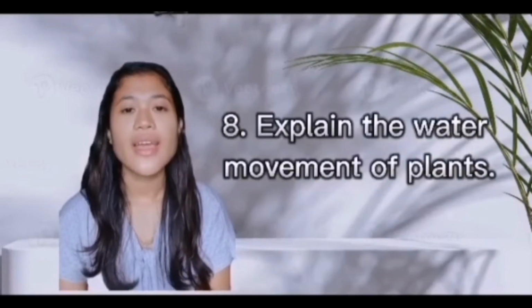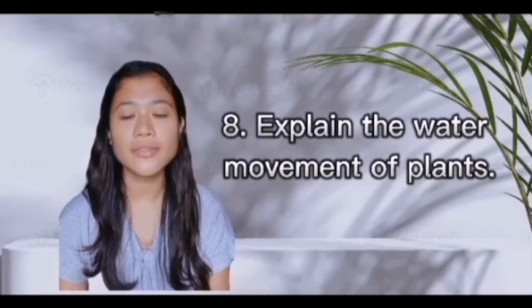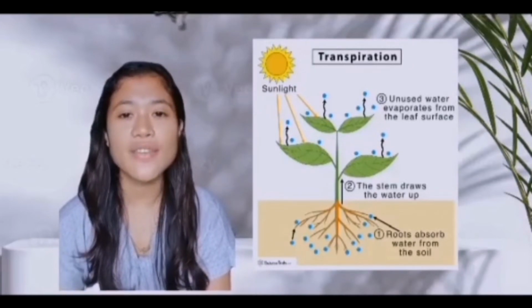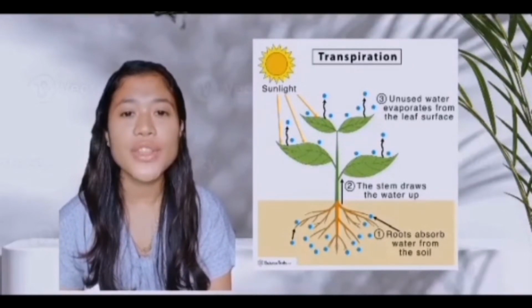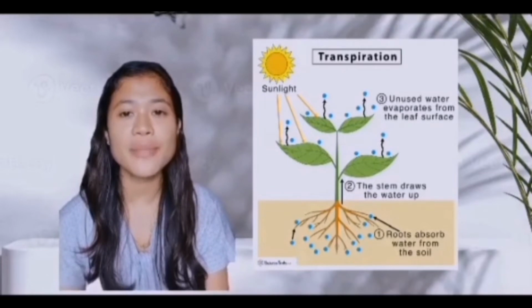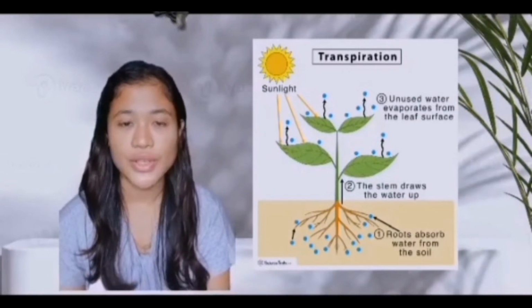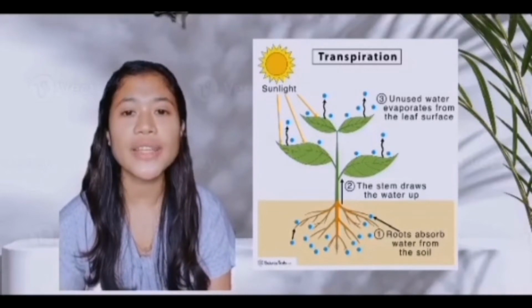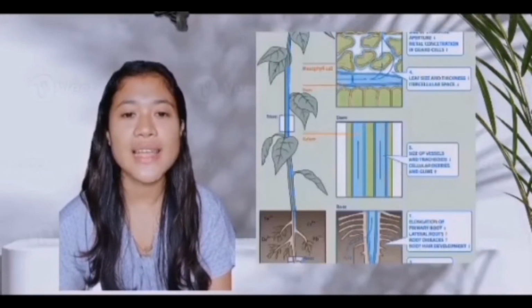Number 8. Explain the water movement of plants. So osmosis plays a central role in the movement of water between cells and various compartments within plants. In the absence of transpiration, osmotic forces dominate the movement of water into roots. So water is absorbed by roots from the soil and transported as a liquid to leaves via xylem.